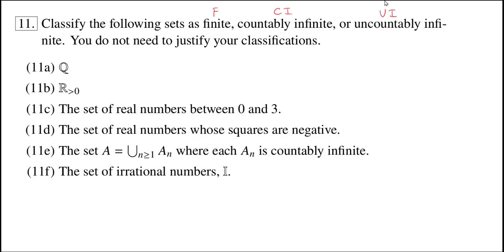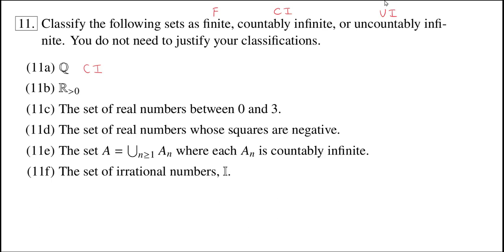So for example, Q, this is the rational numbers. This is maybe surprisingly a countably infinite set. So we had this nice argument that showed we actually could put the rational numbers into a bijection with the positive integers.